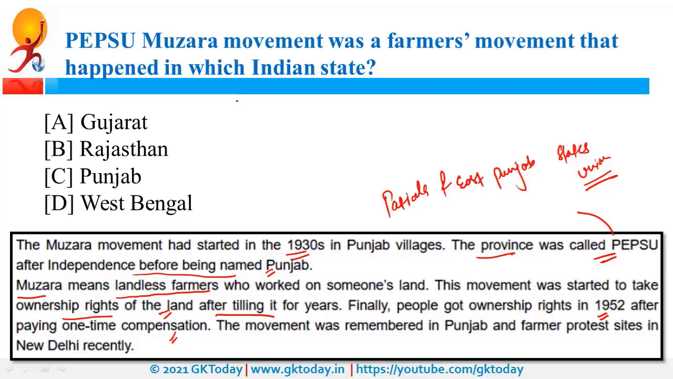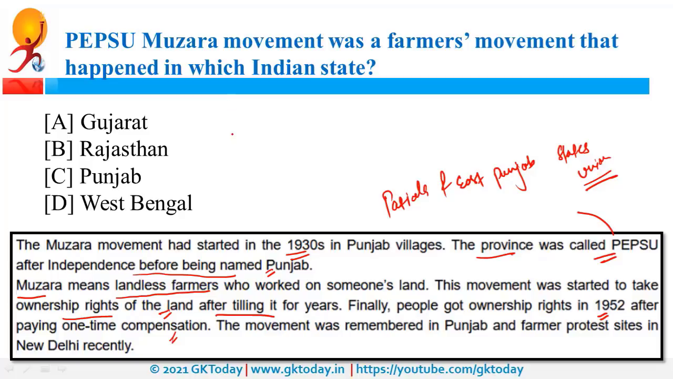So what is this entire scenario? This movement was started by the farmers so that they can get the ownership right of the land which they were tilling for years, and they got this ownership right after paying one-time compensation. Why was this movement in news recently? Because during the farmer protest, this movement was remembered and that is why it was in news.